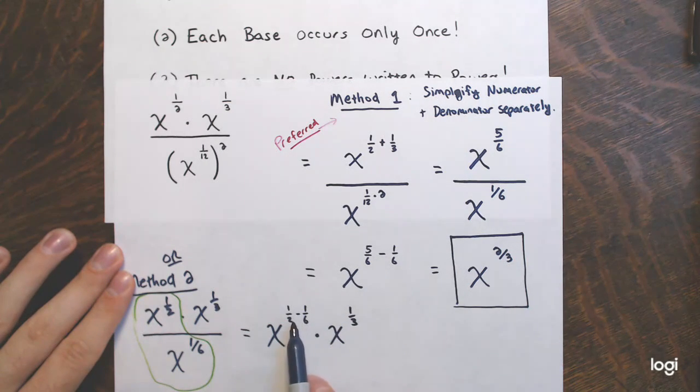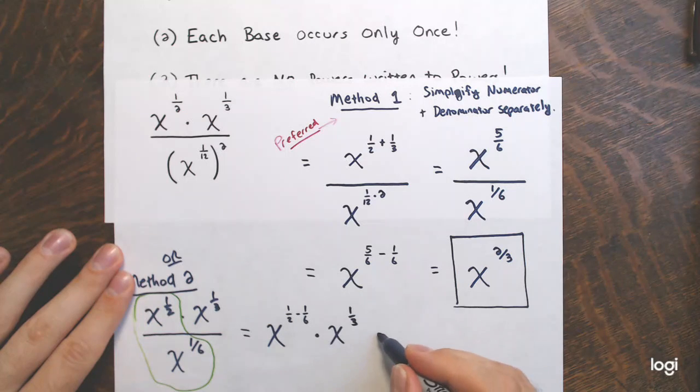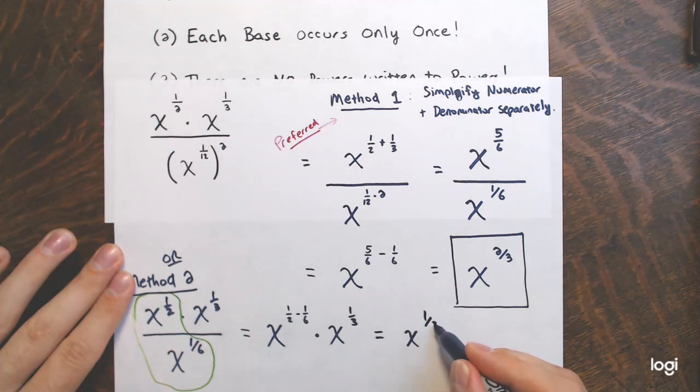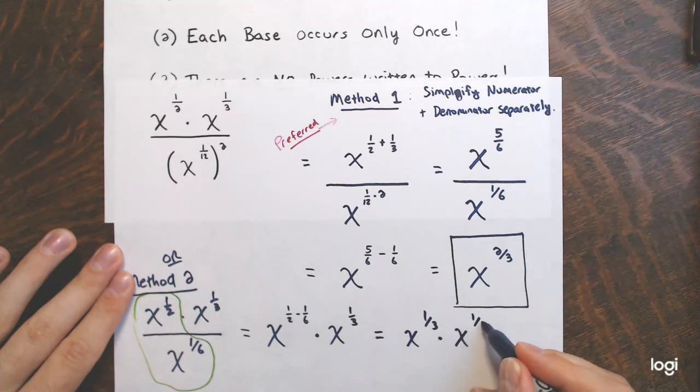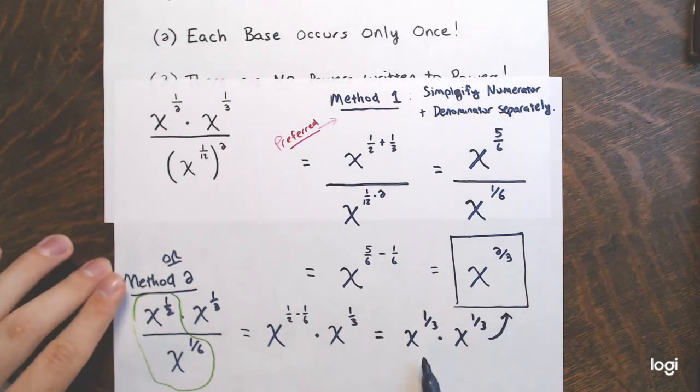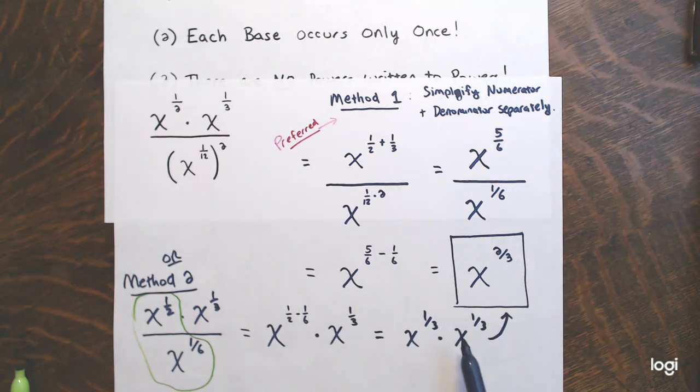And what is 1/2 minus 1/6? Well, that would be 3/6 minus 1/6. That'd be 2/6, or 1/3. So this is x to the 1/3 times x to the 1/3. And now I have that case where if you multiply two things with the same base, you keep the base and add the powers, and 1/3 plus 1/3 is 2/3, and I'm getting exactly what I got earlier. All right, so again, you decide, and that's not the only way. I could have divided these two first, and then multiplied by x to the half and got the same thing.